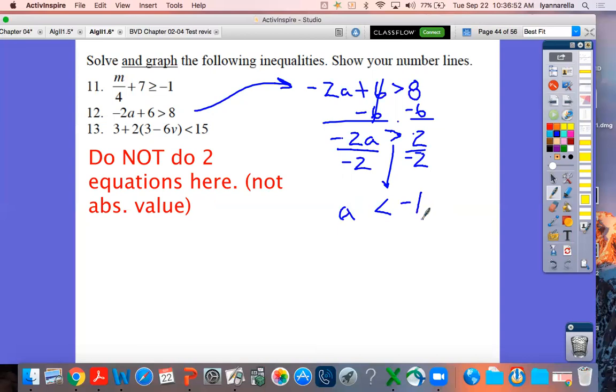is less than or equal to 1. Okay, and if I say to graph, I need you to graph. So remember, 0 is here, -1 is here. I circle it, but I don't fill it in, and the arrow points this way. So I go that way, okay? And again, you don't need two equations. Just because you have inequalities doesn't mean you need two equations.